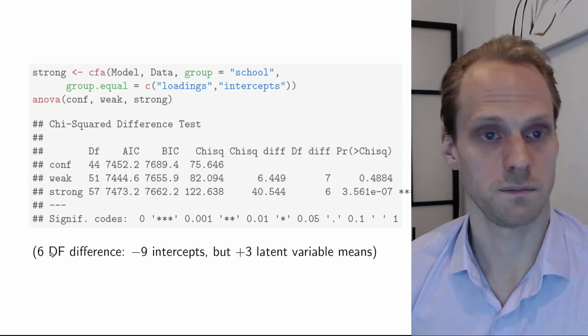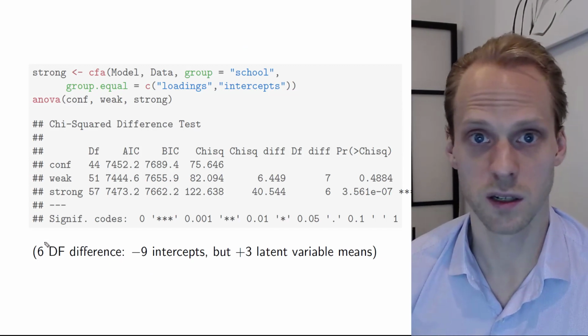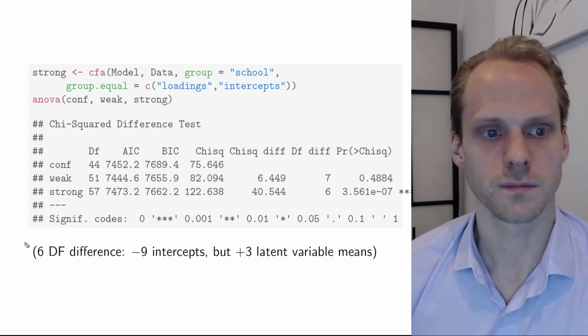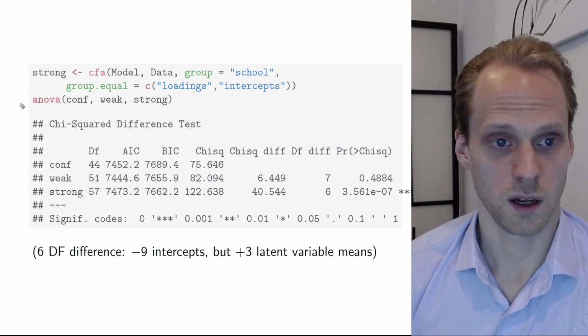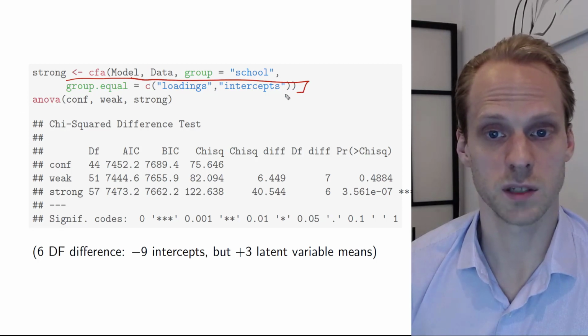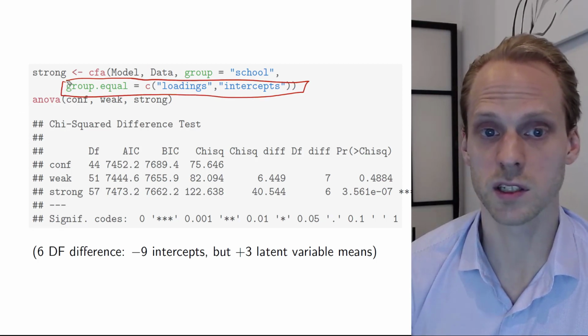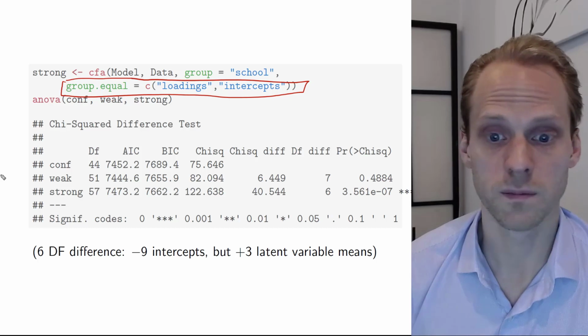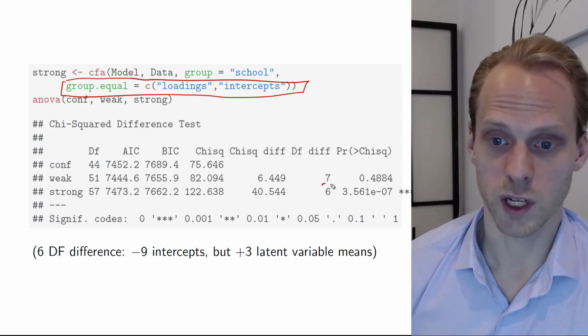So in our Holzinger-Swineford dataset, we can do that again. In lavaan you say group.equal. I have a video series on measurement invariance testing in different software packages, so I won't really talk about that now. And the degrees of freedom difference would now be 6.